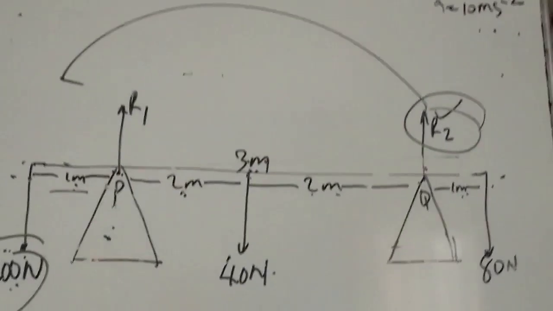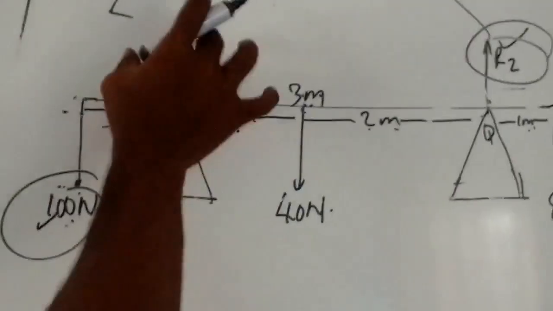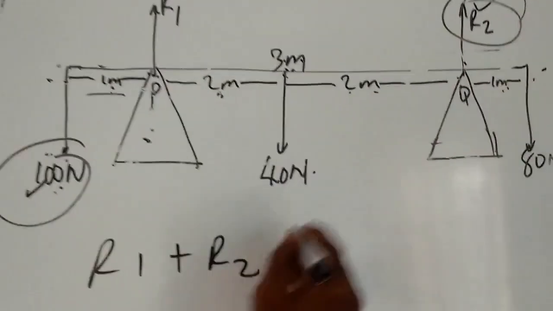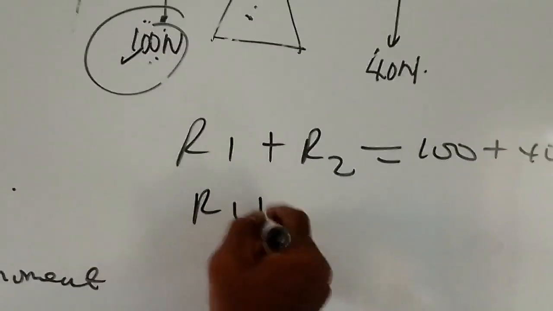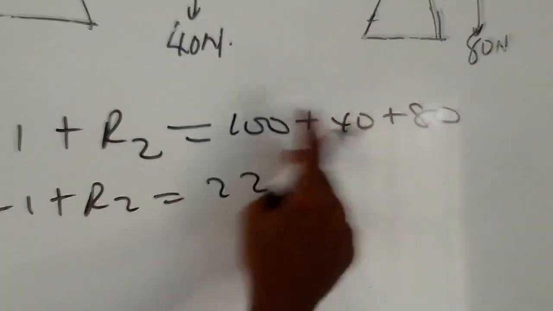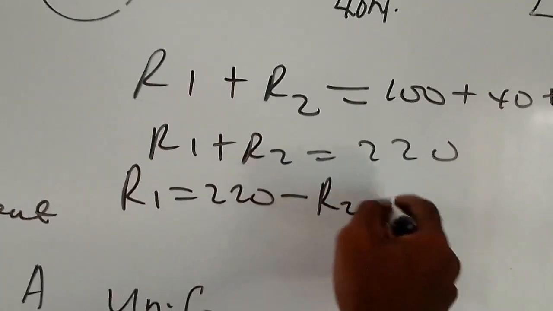To find R1, remember the second condition for objects to be at equilibrium, which says that total upward forces are equal to total downward forces. The upward forces are R1 plus R2, the reaction forces, equal to downward 100 plus 40 plus 80. So R1 plus R2 gives us 220. Then R1 becomes 220 minus R2, which is 220 minus 95, which I got before. That gives us 125 newton. So the reaction R1 is 125, and that of R2 is 95.